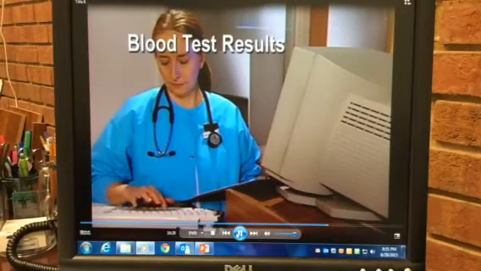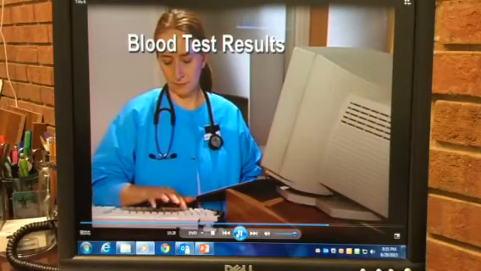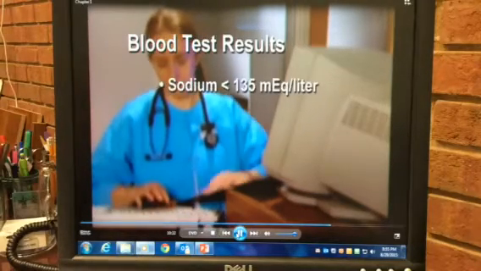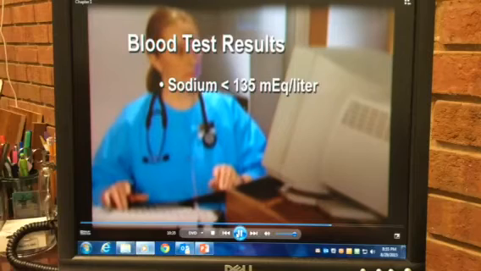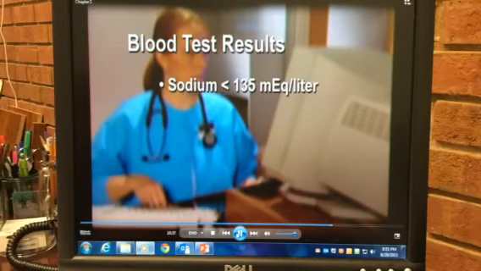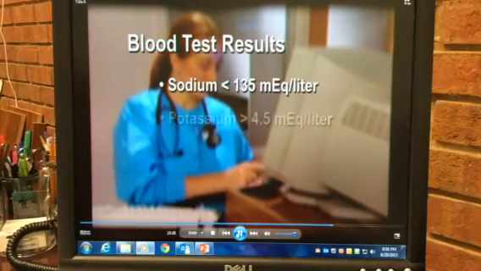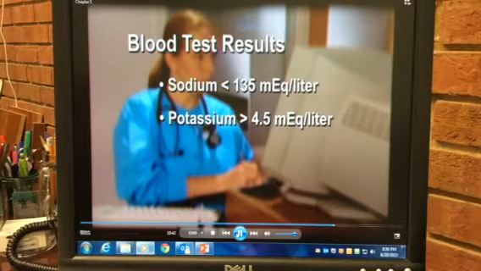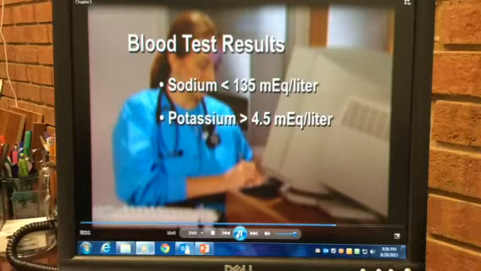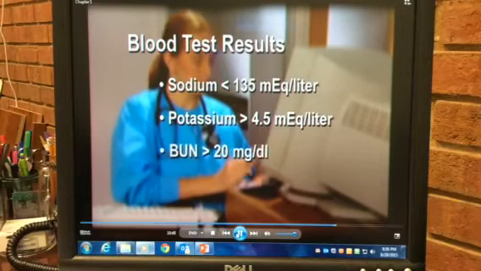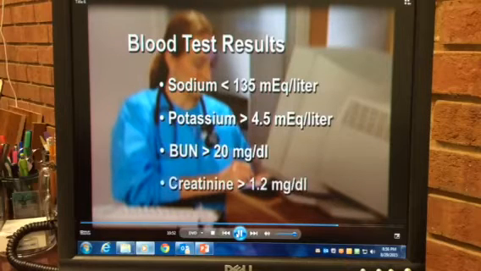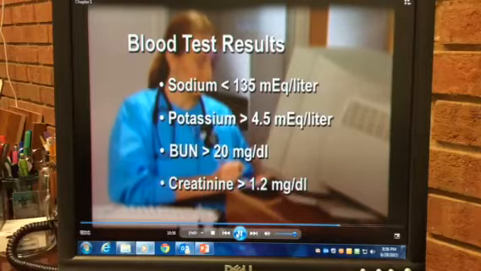In the oliguric phase of acute renal failure caused by ATN, expect to find a blood sodium level below 135 milliequivalents per liter, indicating hyponatremia. A blood potassium level above 4.5 milliequivalents per liter, indicating hyperkalemia. A BUN level above 20 milligrams per deciliter, and a creatinine level above 1.2 milligrams per deciliter, indicating azotemia.